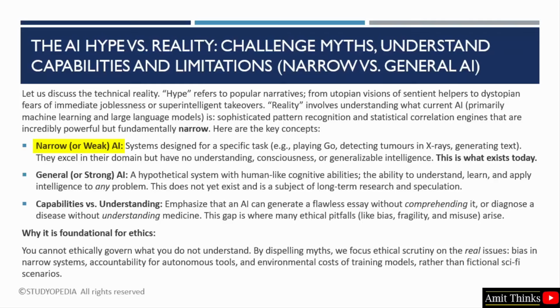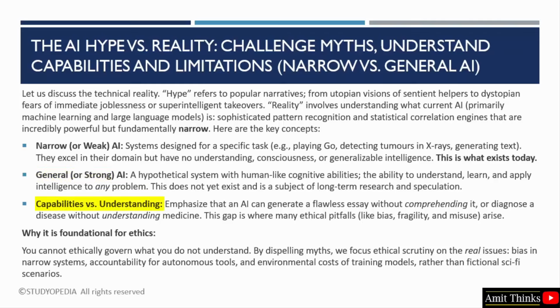The first one is narrow or weak AI, built for specific tasks like playing Go, spotting tumors or generating text. These systems perform well but lack understanding or general intelligence. This is the current state of AI. The second one is strong AI, a hypothetical system with human-like cognition, able to learn and solve any problem. It doesn't exist yet and remains speculative.